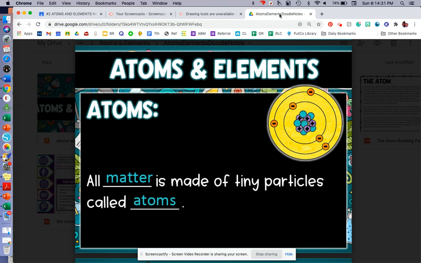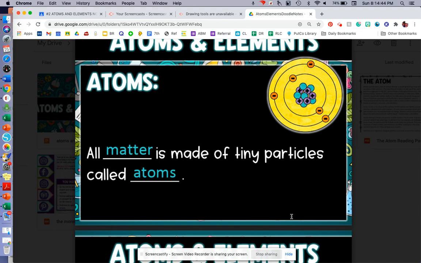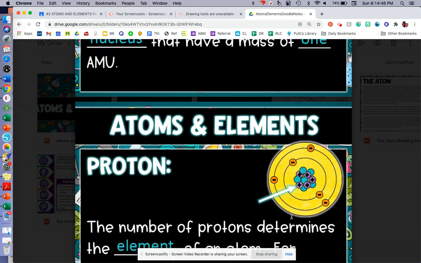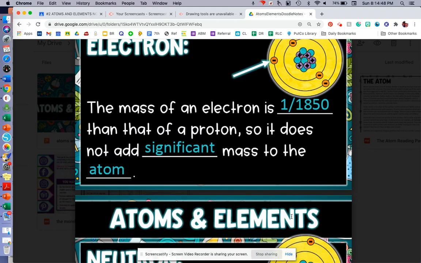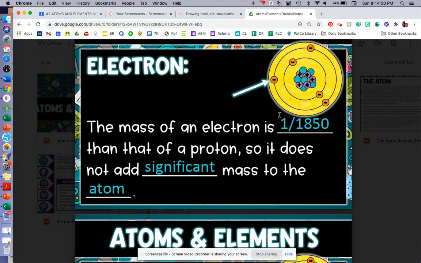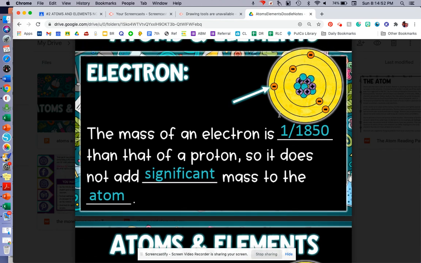Next, I had several people asking about electrons. Some people were concerned that electrons are rounded off of the mass. And that's because they're really, really small. We talked about electrons being 1/1850th the mass of a proton or a neutron. And I understand why that can be confusing.